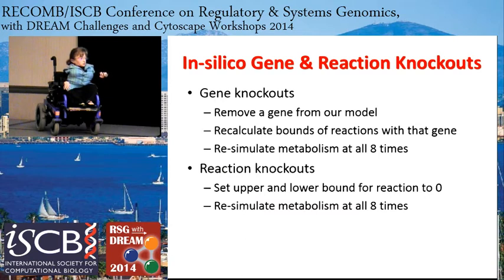And so again, the goal of this project was to identify genes and reactions important for this pulse. We performed in silico gene knockouts, and to do this, we removed the gene from our model and then recalculated the bounds of the reaction that was associated with that gene, and then resimulated metabolism at all 8 time points. For a reaction knockout, we merely set the upper and lower bound of a reaction to 0, and then resimulated metabolism again for all 8 times.